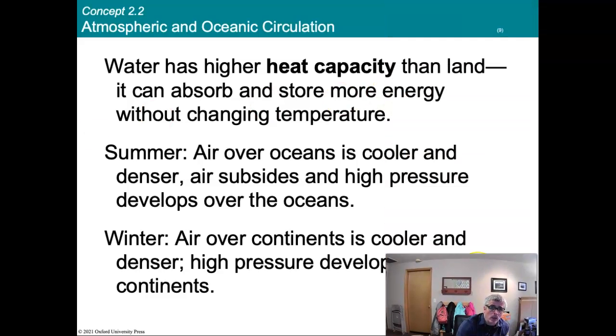And because water has a higher heat capacity than land, it absorbs a lot of energy, and it's responsible for a lot of our overall wind patterns and climatic patterns, particularly because water absorbs so much energy, has a high heat capacity. It's responsible for moving heat around the globe, keeping certain areas ice-free and resulting in other areas being more iced over.